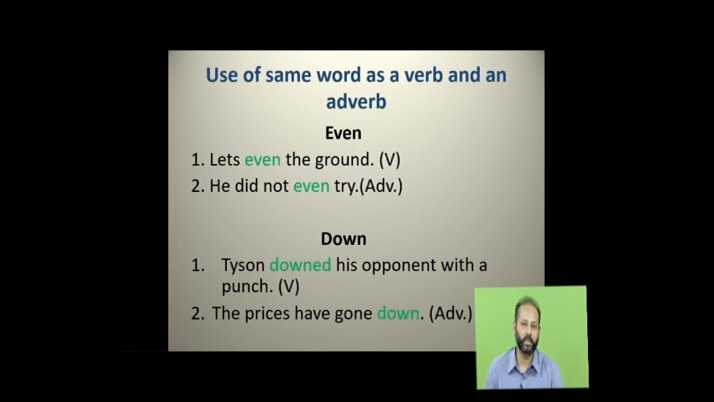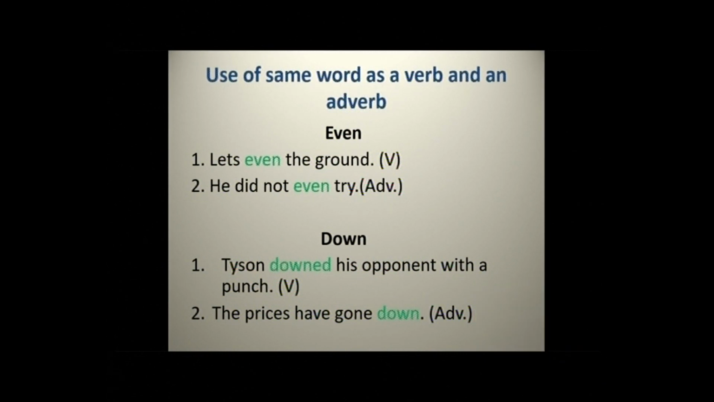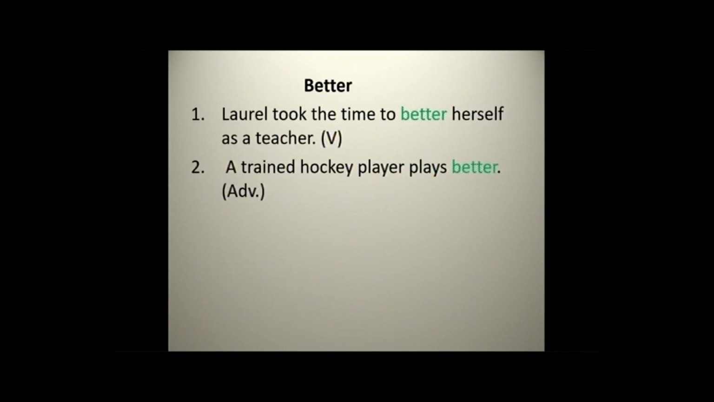Use of the same word as a verb and an adverb. The first word is even. Let's even the ground. This is a verb. And how is it used as an adverb? He did not even try. Even try, right? Adverb. Down. Tyson downed his opponent with the punch. It's a verb. The prices have gone down: adverb.